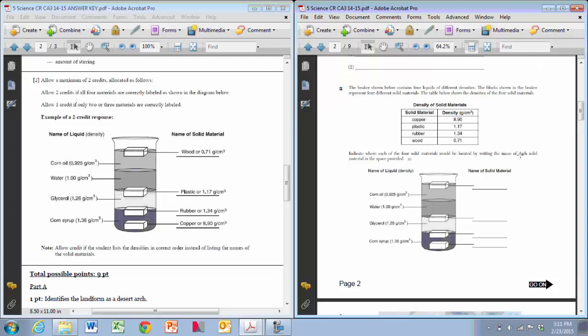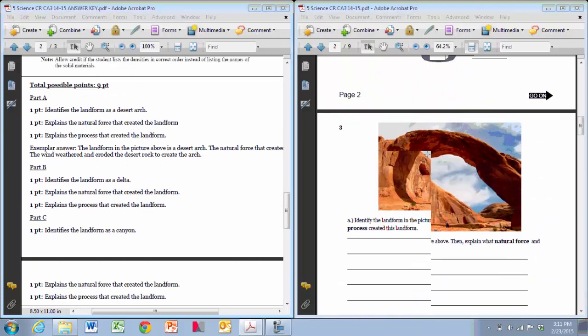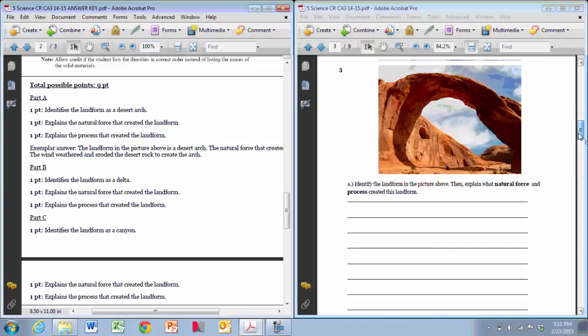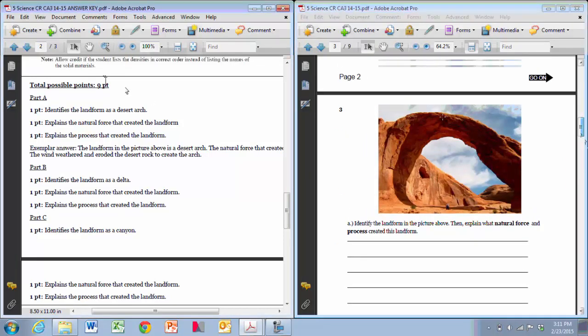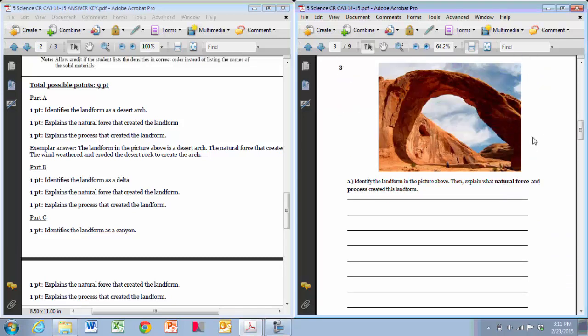For question number 3, we're going to move on to the constructed response questions that are all about landforms. So you'll notice that this is a pretty lengthy question. It goes over several different landforms. This is in total worth 9 points, as you see on the rubric over here, and each individual part is going to be worth 3 points. So for each of the questions, it will ask them to identify the landform that they see, explain the natural force that caused the landform, and the process that caused the landform.